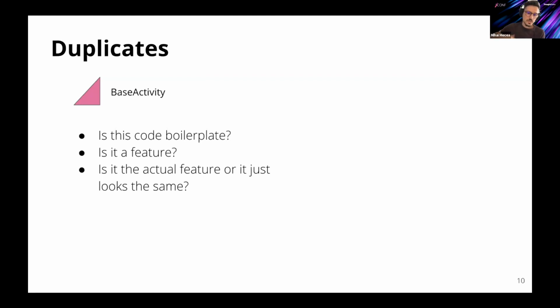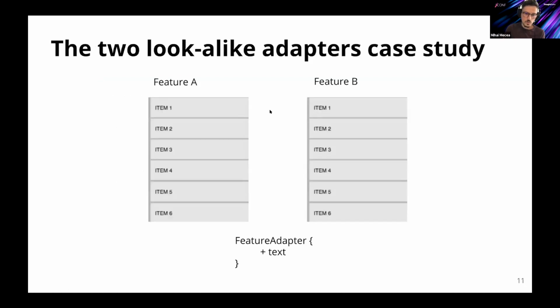To better answer these questions, let's take a simple example. We have two features, A and B. Both of them have a list where each and every row has some text. For showing this kind of list, we would write in Android an adapter class. Basically, it's a class that makes showing a list inside the view.